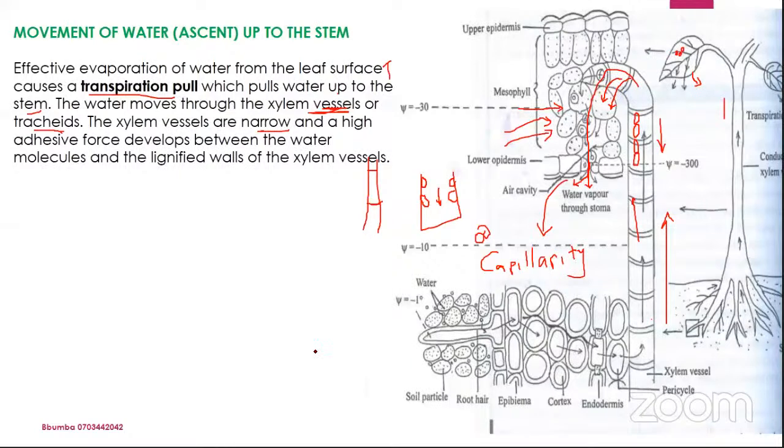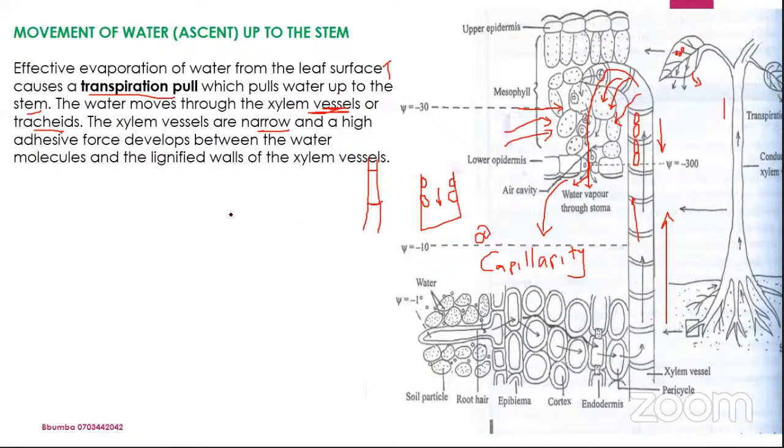So does osmosis work there? Yes, osmosis works here also, because it is the one that brings about water moving from the xylem vessel to enter the mesophyll cells. They enter by a process called osmosis. Thank you for that question.